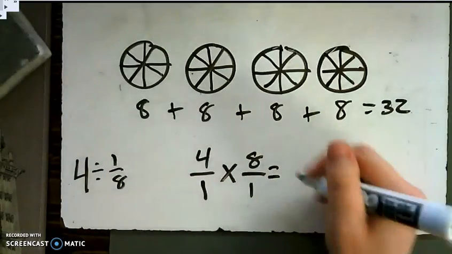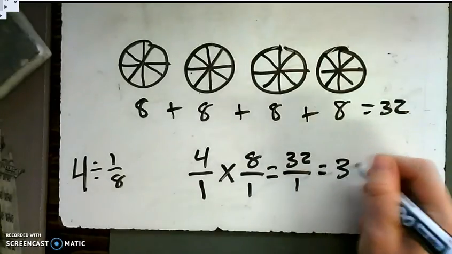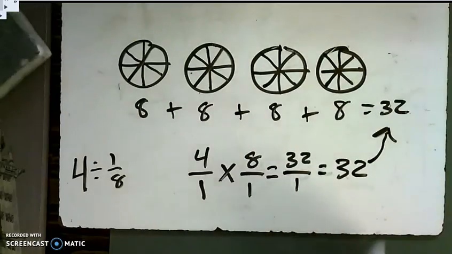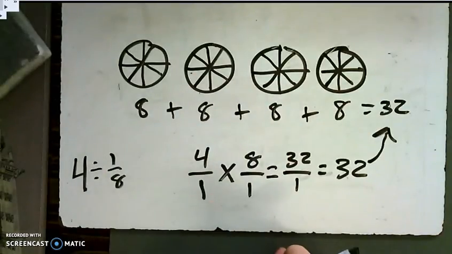Let's go. Then we multiply like normal. 4 times 8 is 32. Put it over 1. Any number over 1 is just that whole number of 32. So you see we did it the same way, whether we did it through models or through the standard algorithm. The answer is that there are 32 slices of pizza.